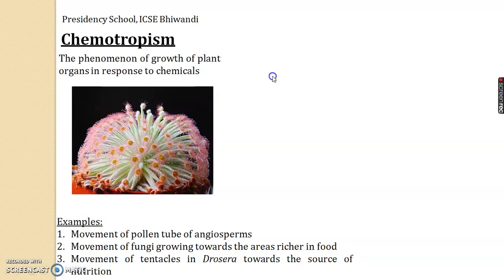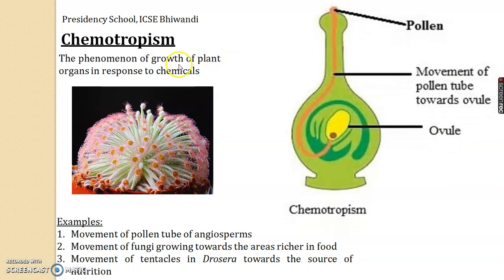The next is chemotropism. Very interesting. This is a phenomenon of the growth of plant organs in response to chemicals. Now you have learned this diagram in your previous standard, how the pollen grains stick to the stigma, and how the style takes it up to the ovary, and here the fusion takes place. So this movement of the pollen tube towards the ovule is nothing but an example of a response towards chemicals.